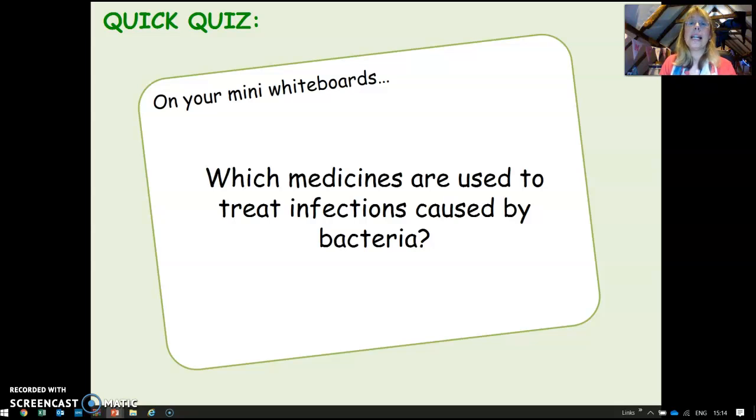So you go to the doctor, he's diagnosed you to have a bacterial infection of some sort. What kind of medication does he give you? Okay, really important. It's antibiotics. We use antibiotics against bacterial infections.